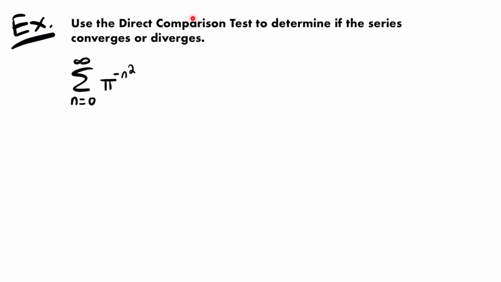All right, so here's our last example. We want to use a direct comparison test to determine if the series converges or diverges, and this is the series we are looking at. We have the sum from n equals 0 to infinity of pi to the power of negative n squared. All right, and so what can we compare this series to in order to determine its convergence?